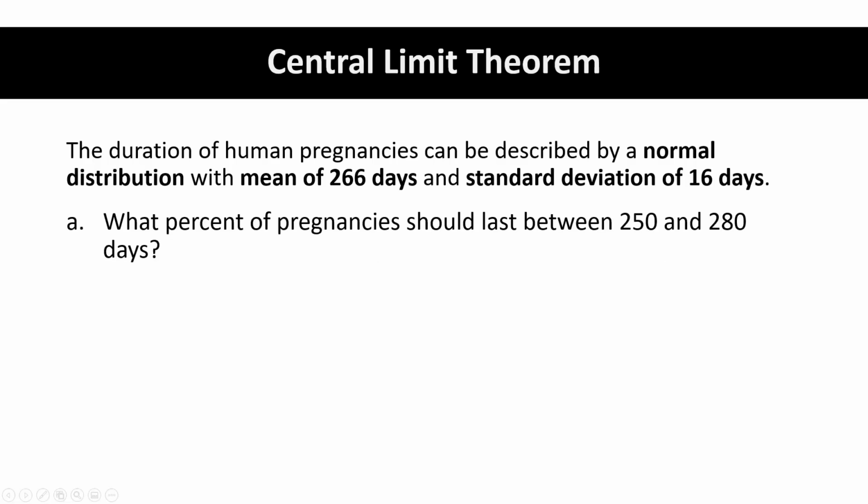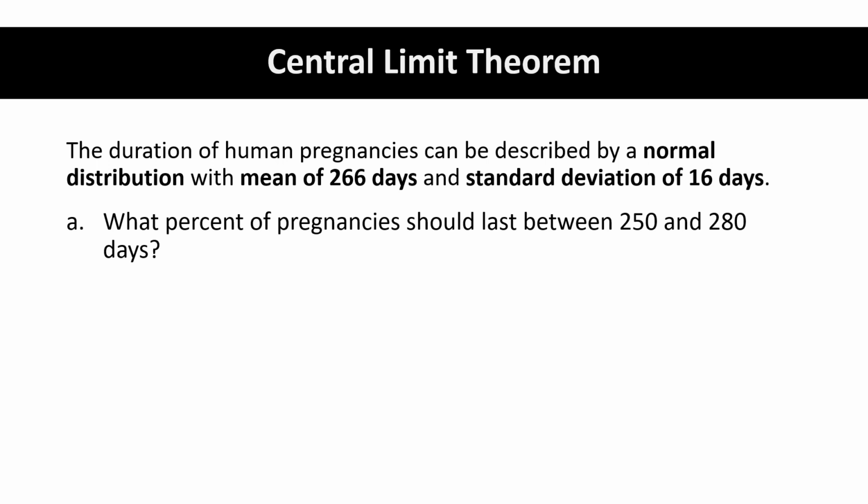The duration of human pregnancies can be described by a normal distribution with a mean of 266 days and a standard deviation of 16 days. What percent of pregnancies should last between 250 and 280 days?